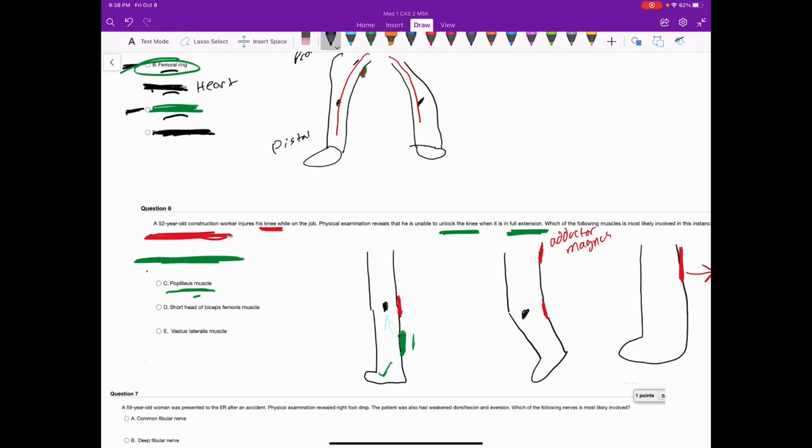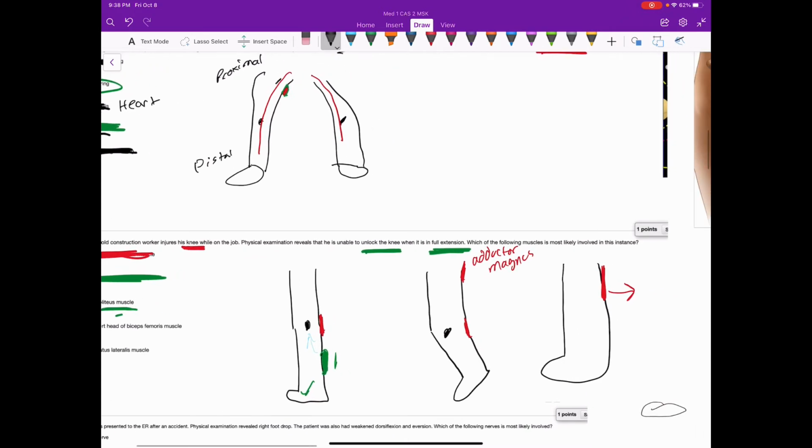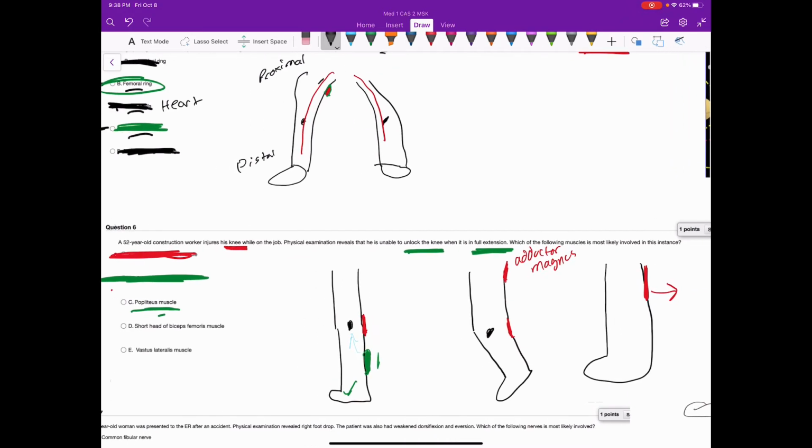Maybe the short head of the biceps femoris muscle. Well, what is he? He's on the posterior side of the leg. So if we draw another leg, try to draw a little 3D, maybe. That's a foot going that way, right? This is the back of the leg up top. We have the short head of the biceps femoris.